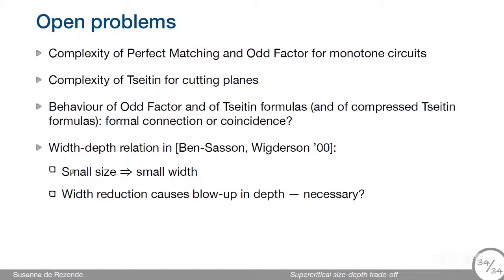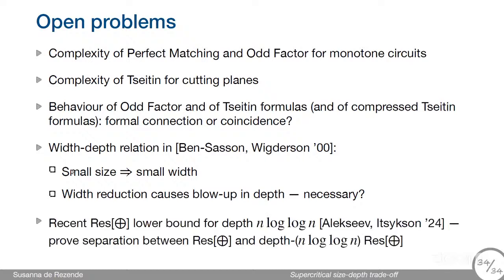They show a way, given a small proof, of constructing a proof that has small width. But when they do this width reduction, the depth blows up. So the depth becomes supercritical. So is this blow up necessary? What is the width-depth relation that you should get for Ben-Sasson and Wigderson? I don't know. I'll leave it there.